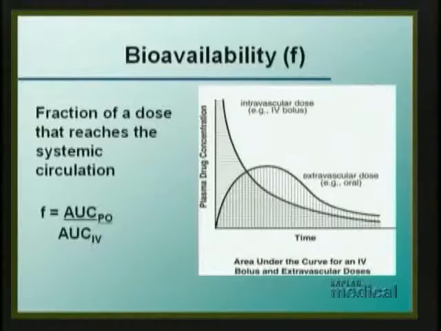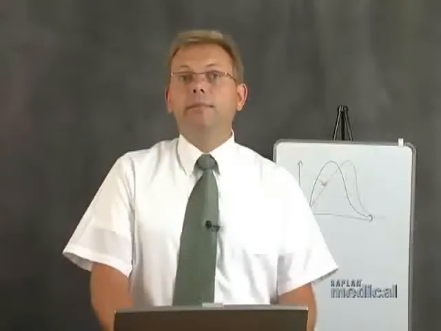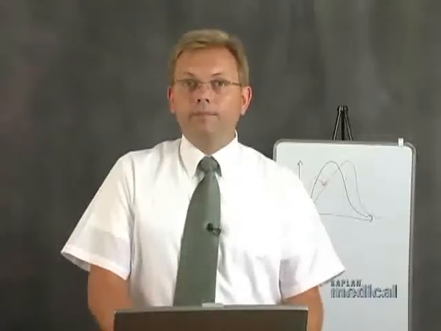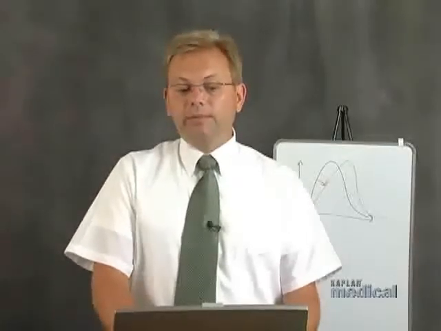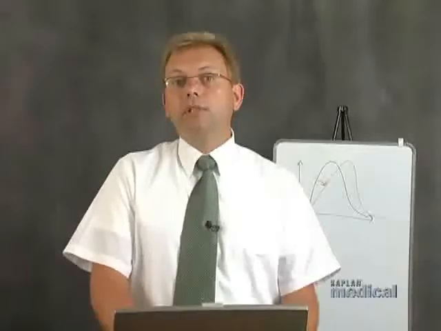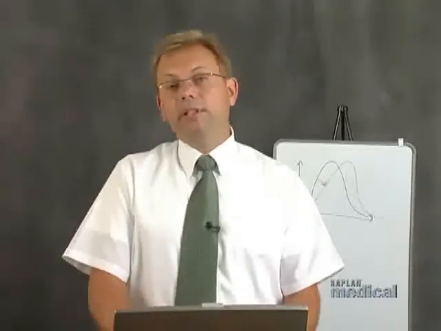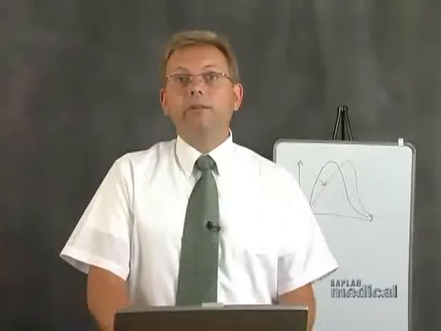This is very unusual. Most often, F will be a number much smaller than 1, maybe let's say 0.3. And if F equals 0.3, it means that the AUC PO is only a third the size of the AUC IV, or if you want, the fraction that reaches a systemic circulation is around 30%.